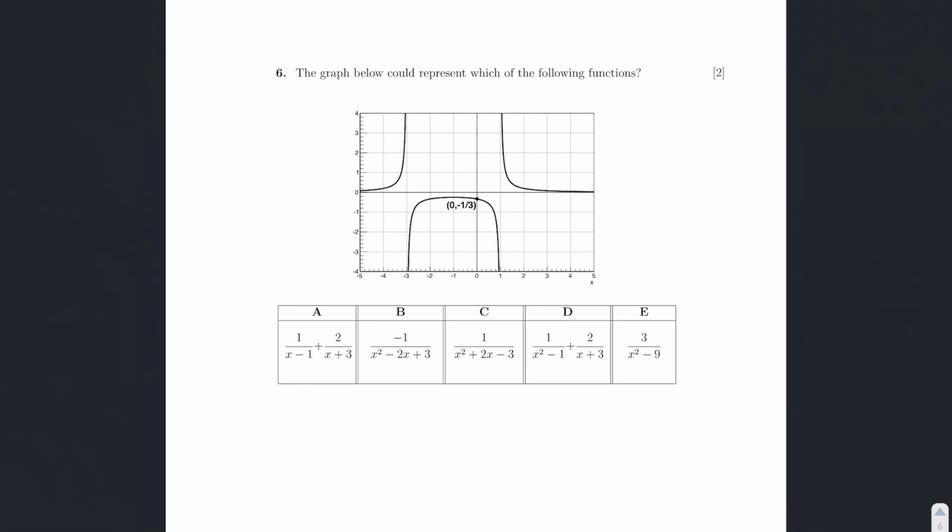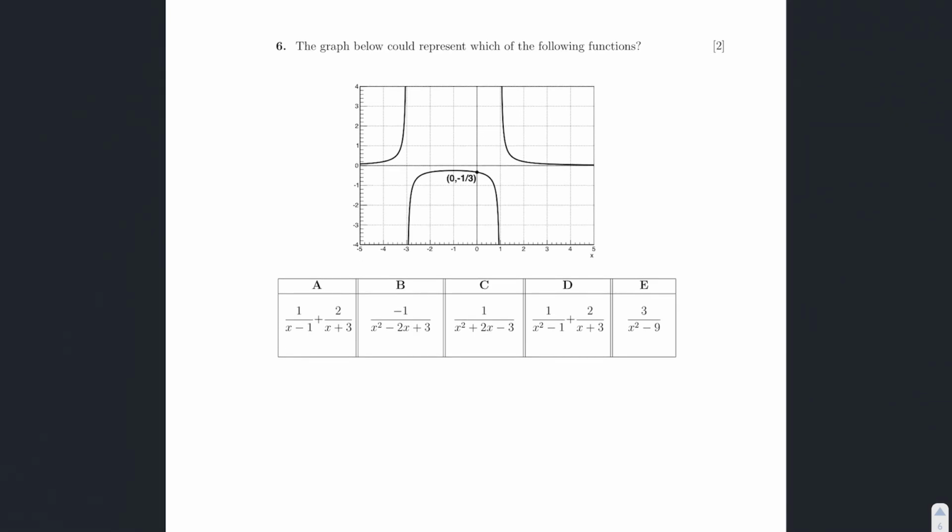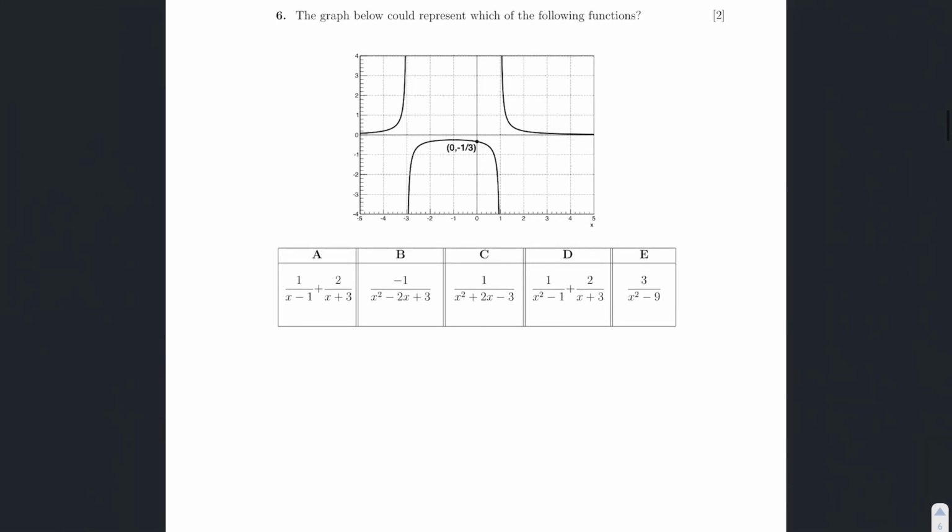Okay, so part 6. The graph below could represent which of the following functions? So this has asymptotes at x equals 1 and x equals minus 3. So let's just go through it. So it could be A.